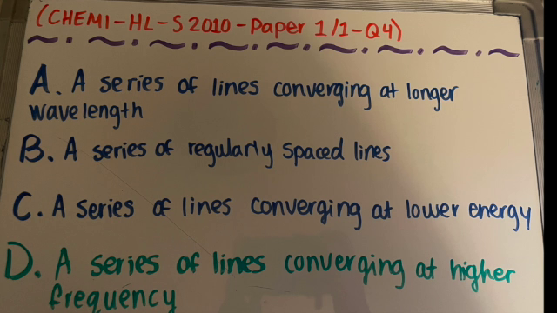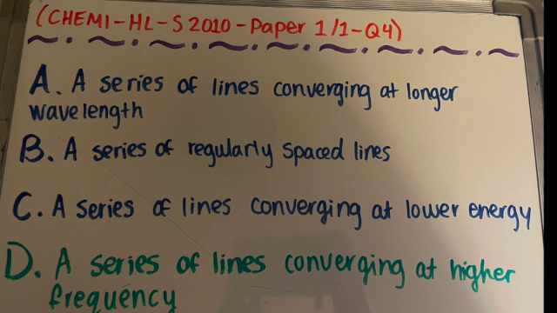They are a series of lines converging at higher frequency, which is why options C and A were incorrect, because hydrogen has one electron, but it also has an infinite number of orbits. When the electron is provided with sufficient energy, it gets excited into a higher orbit. When this excited electron returns to a lower state orbit, it emits an electromagnetic wave of corresponding wavelength.